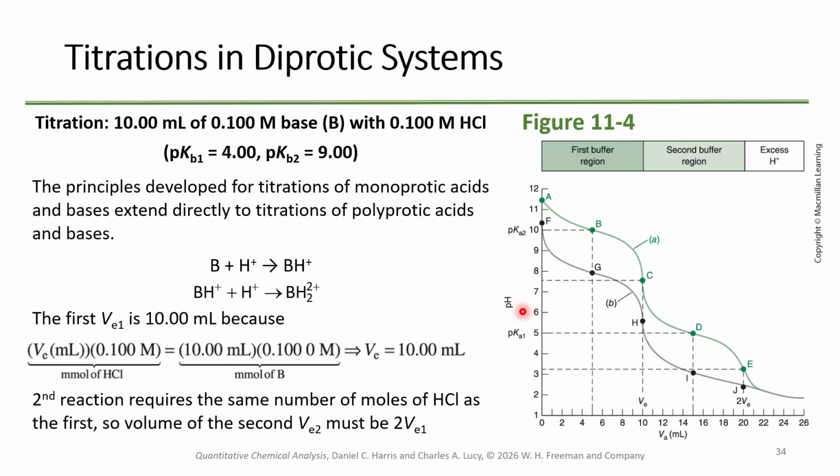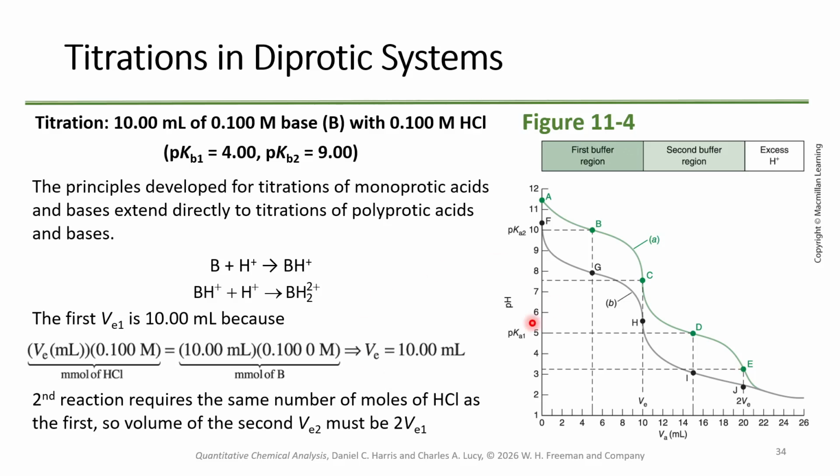We're going to have our pure base region, right? Then we're going to have a first buffer region. Then we're going to have an equivalence point, okay? And then we're going to have our second buffer region. And then we're going to have another equivalence point, right? And then we're going to have where we used up all of our diprotic, right? And so we're just adding more of the strong acid, okay?